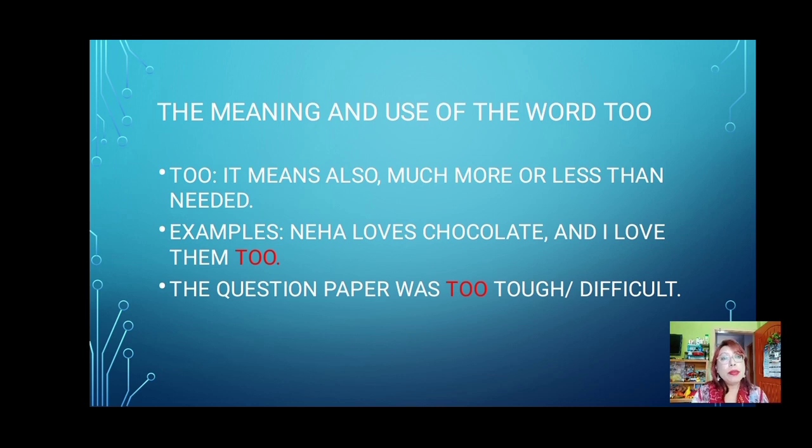The question paper was too tough or difficult. So here the word "too" signifies what? Very, that is, much more. At times, it can be used as lesser than also. We can even say the question paper was too easy. So in this case, what will it be? It refers to less than something. So whenever you use the word "too", it signifies also, or sometimes much more or lesser than something. I hope you have understood, students, right?